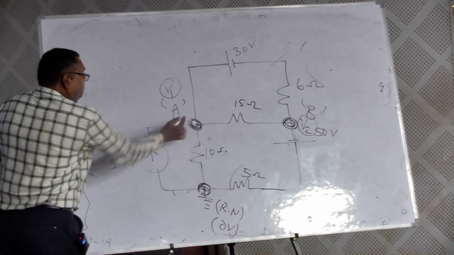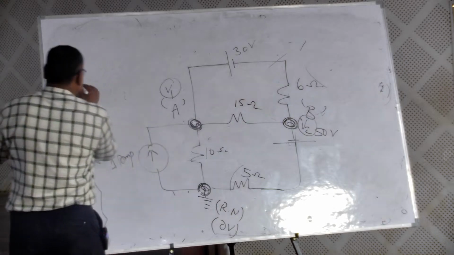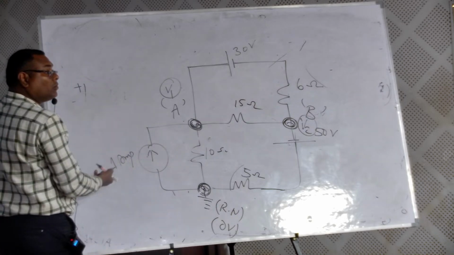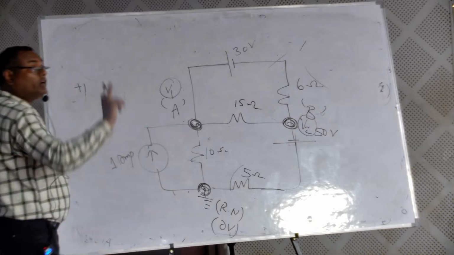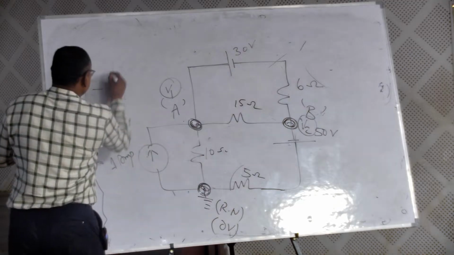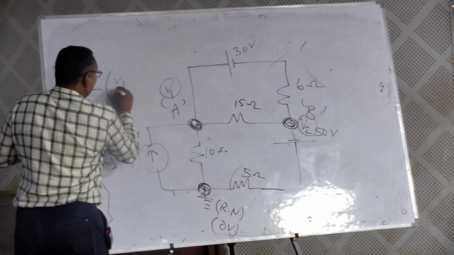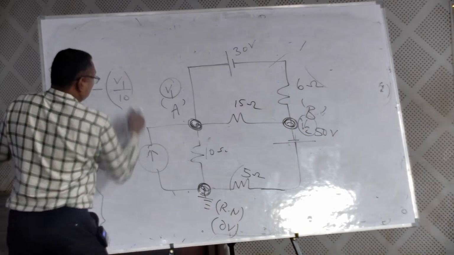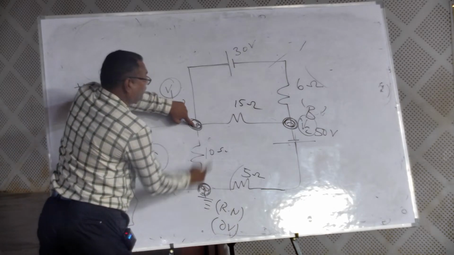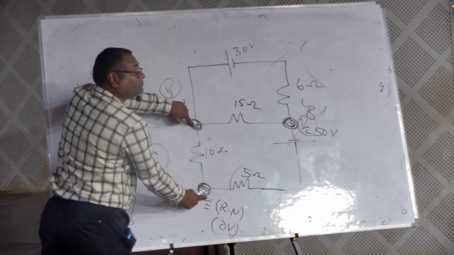Applying KCL at A. What is current in this one? Plus 1, already given. Don't convert V by R. Now convert this one. Minus. చెప్పండి. V1 by 10, that is V1 minus 0 by 10, V by R current. Next one, tell me this one.